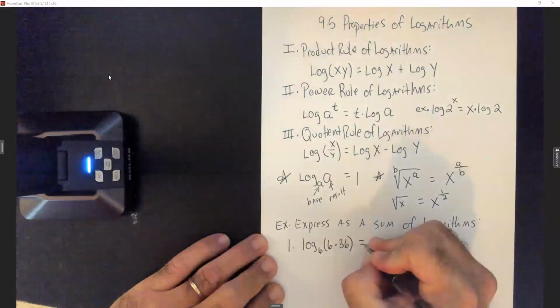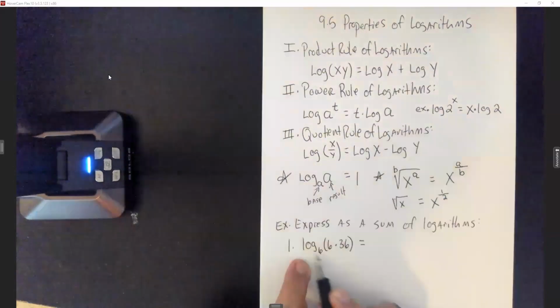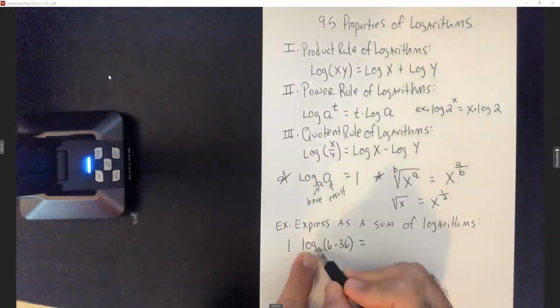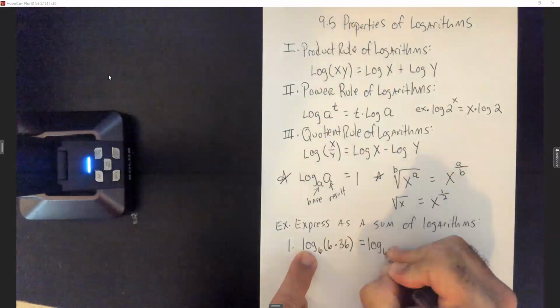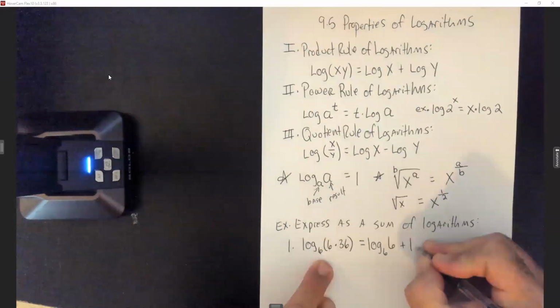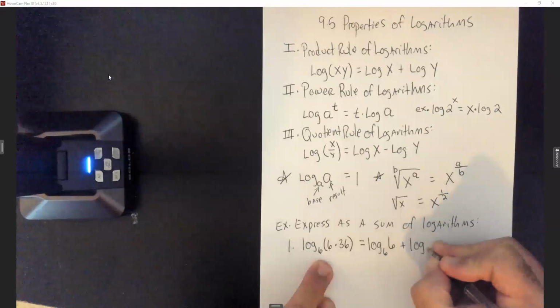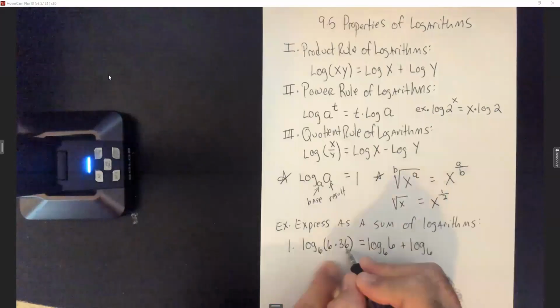So since this is a log base 6, we're basically going to distribute it to both of these. So I'm going to have a log base 6 of 6, and then plus my log base 6 of 36.